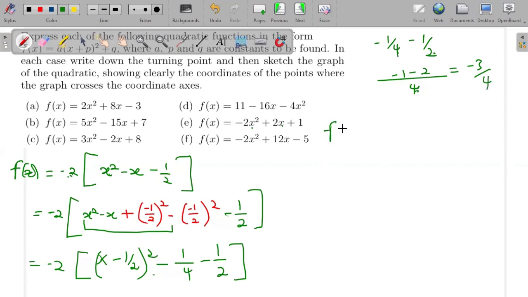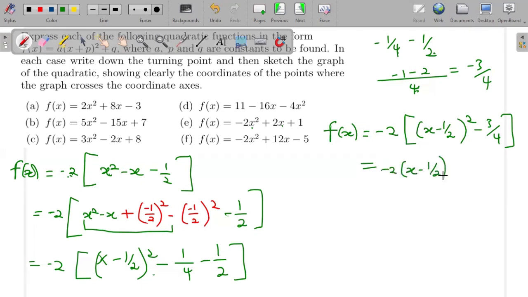So it means my f of x will just be equal to minus 2, okay? And then x minus 1 over 2, squared, minus 3 over 4. Let's multiply with this. So it would be, okay, minus 2 times x minus 1 over 2 squared. And then minus 2 multiplied by minus 3 over 2 gives me positive 3 over 2.